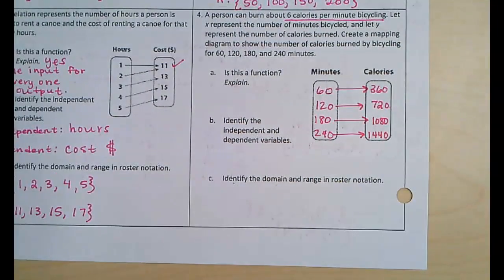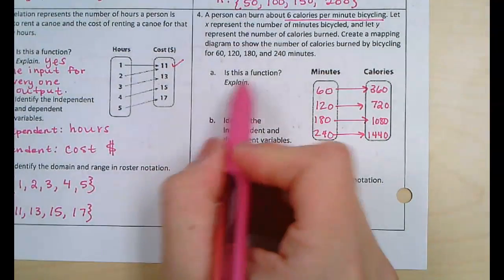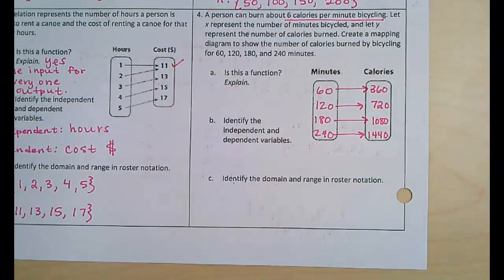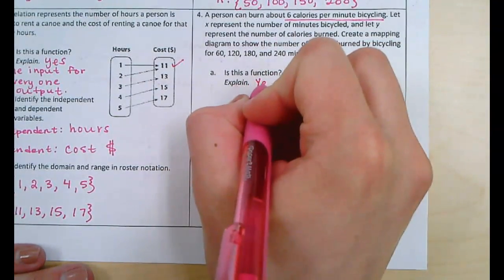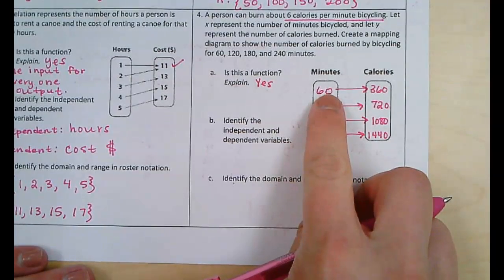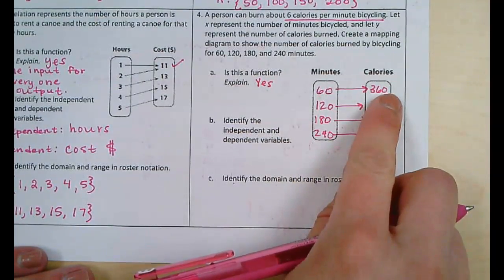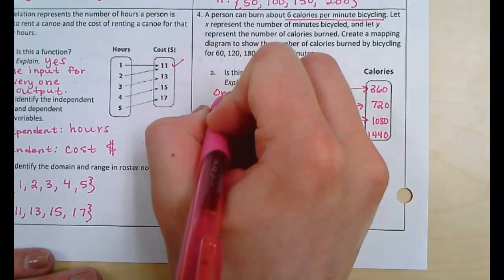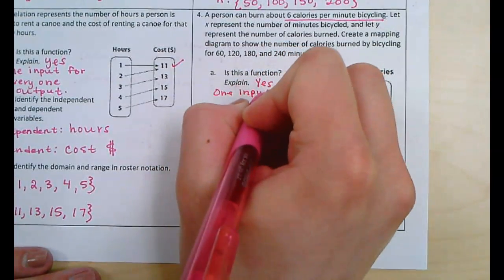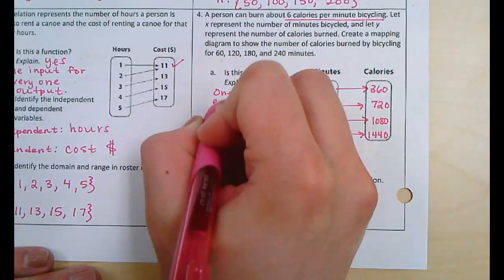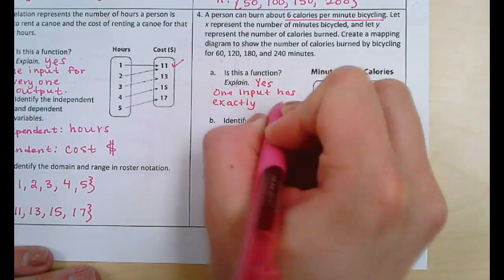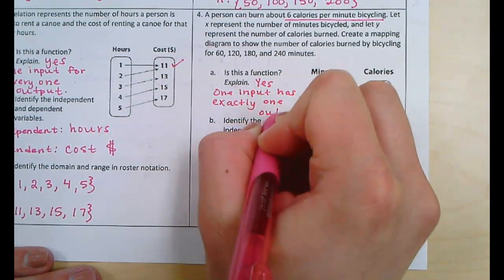All right, now that we've created our mapping, we can go ahead and answer these questions. If you want to pause the video, you can, or you can work with me. This one asks, is it a function? Explain. I'm going to put yes, because every one of my inputs has exactly 1 output. So 1 input has exactly 1 output.